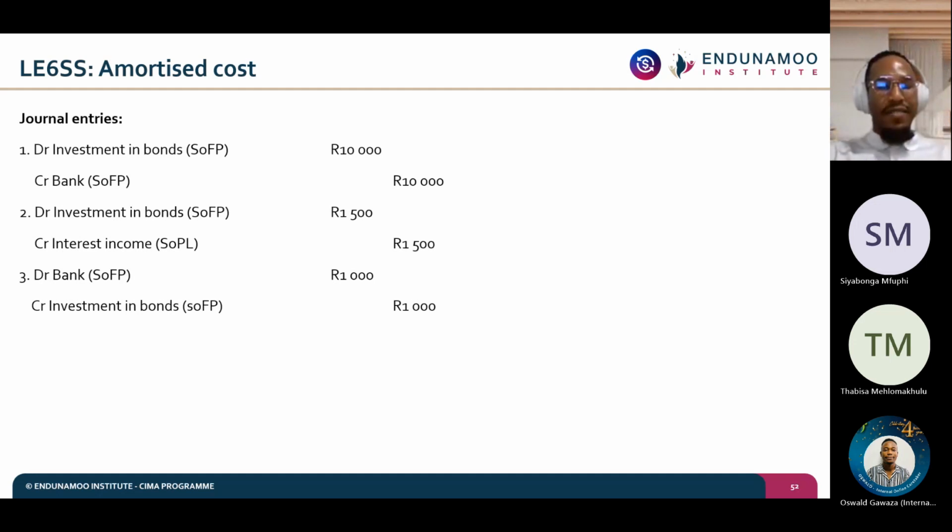This is us assuming that the bonds are held in accordance with the amortized cost model. That is to say, those payments of 1,000 Rand, those 10% payments, are for the principal amount outstanding and interest on the principal amount outstanding. They meet the SPPI test.